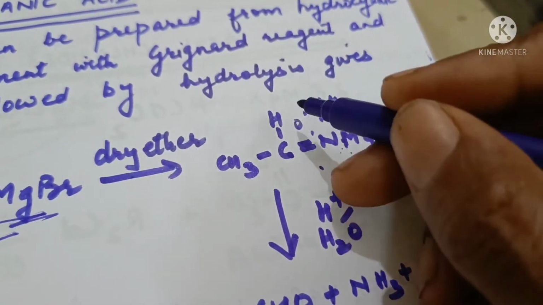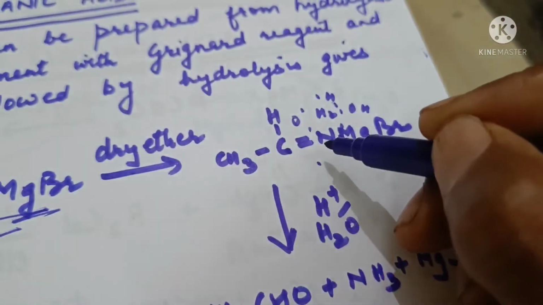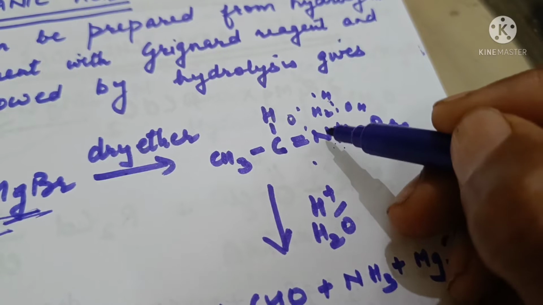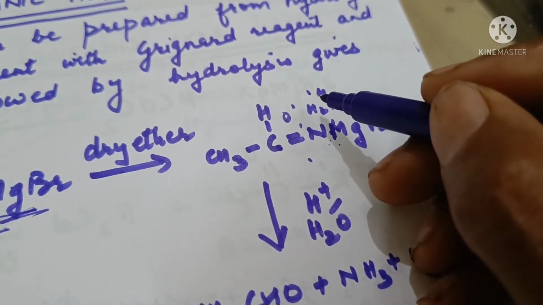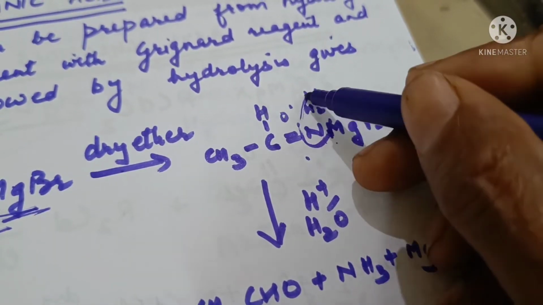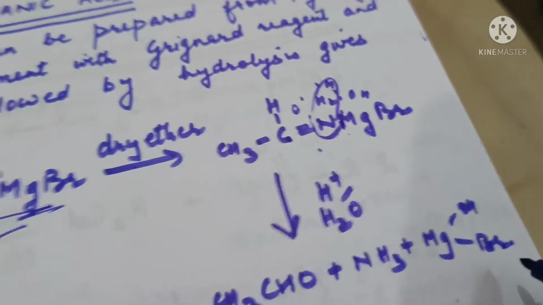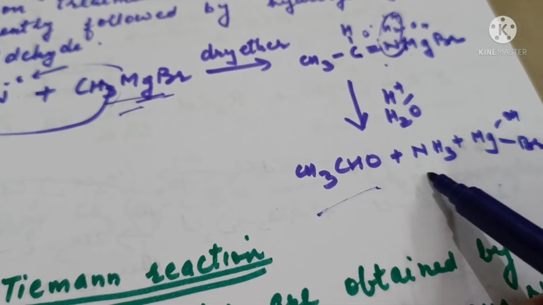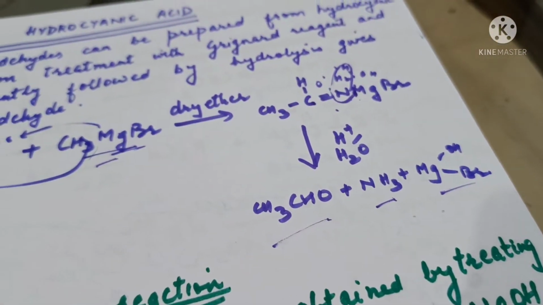One water molecule breaks in such a way that an oxygen comes here to form aldehyde and two hydrogens to form NH2. Another water molecule will break up. Of it, one H will come here to ultimately form NH3 and the OH comes here to form MgOH-Br. So aldehyde, ammonia and magnesium hydroxybromide are the final products.